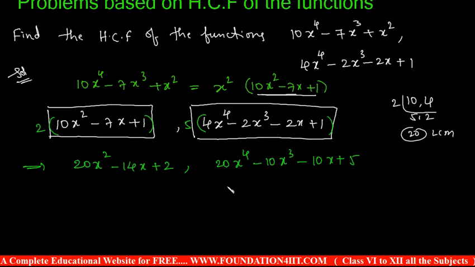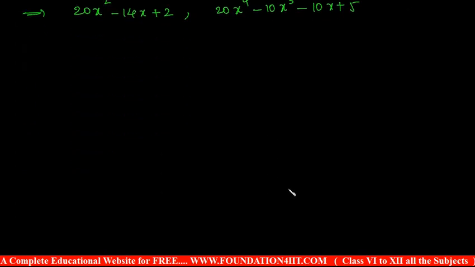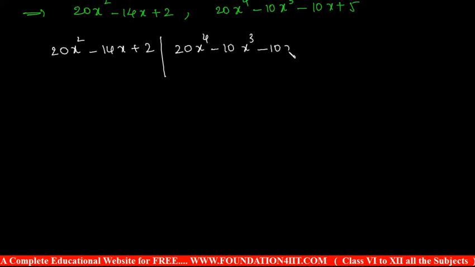Now we go for the division concept. Let's take both of these. That means 20x square minus 14x plus 2 is the divisor, and let me divide into it 20x power 4 minus 10x cube minus 10x plus 5. You have already learned division methods. Now 20x square into what gives 20x power 4? So x square. We take this x square and multiply it with the entire divisor.